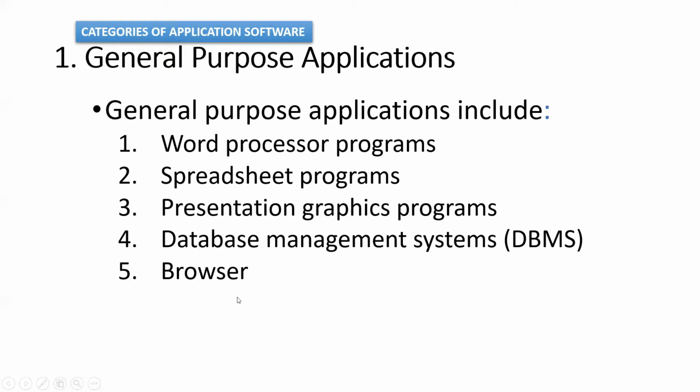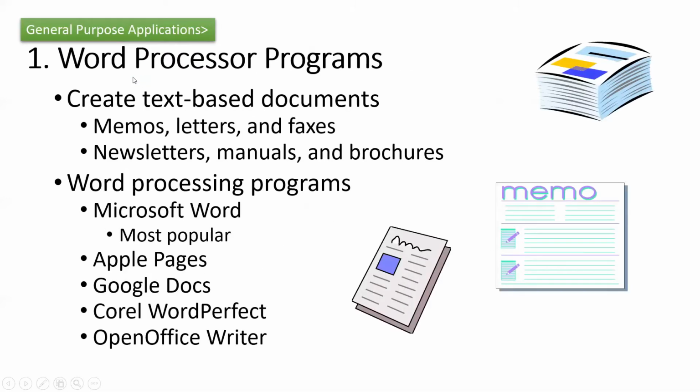However, the normal people also can learn and use the database management system. Very easy. And the last one is browser. Of course, this is general purpose for all people. Why we use the browser to find the information, to browse information in internet. We need a browser. So when we talk about the word processor program, it's all about the quick text-based document. Okay, when we talk about the quick text-based document, for example it is the memos, letter, and fax, newsletter, manual, and brochure. And also you can give the example assignment, student assignment.